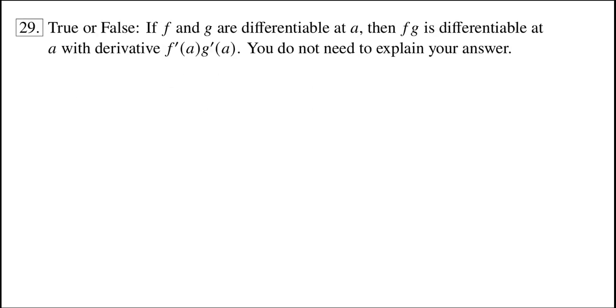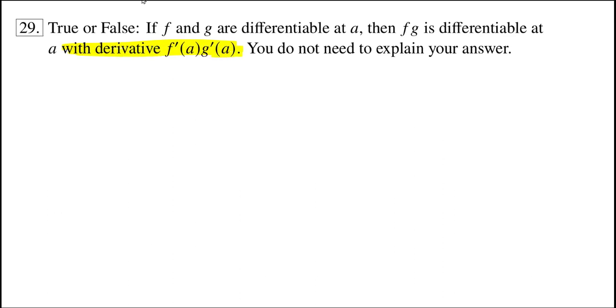All right, problem 29 is a true or false question. We're told f and g are differentiable at A. And we want to know, is f times g differentiable at A with derivative f prime of A times g prime of A? So we do know that if two functions are differentiable at a point, then their product is differentiable at that same point. So that part is certainly true.